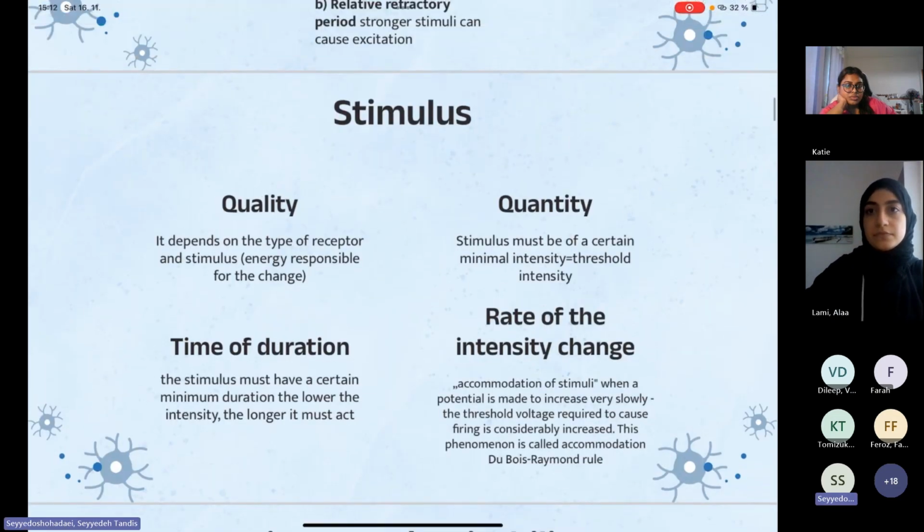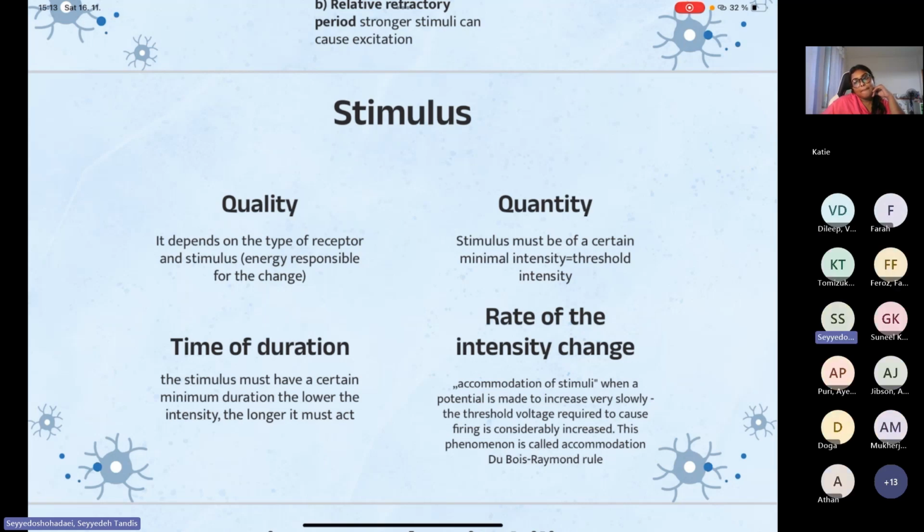And now, okay, stimulus. I mentioned the quantity, that it should have a certain intensity to cause an action potential. There are three other things that are really important when it comes to stimuli. One is the quality, whether it is chemical, electrical, or whatever. It also depends on the receptor, like whether it's affecting proprioceptors or something like that. These all affect the quality. It's written in more detail in your slides, in the PDF you have.